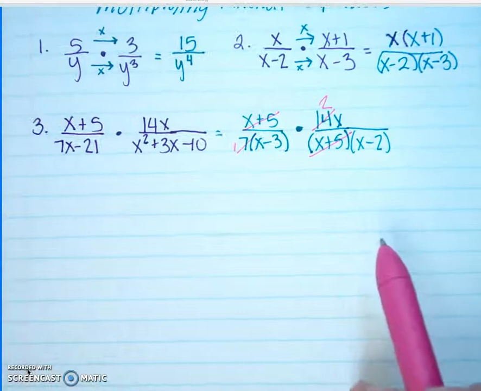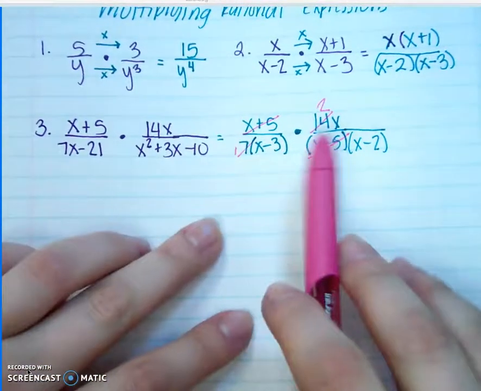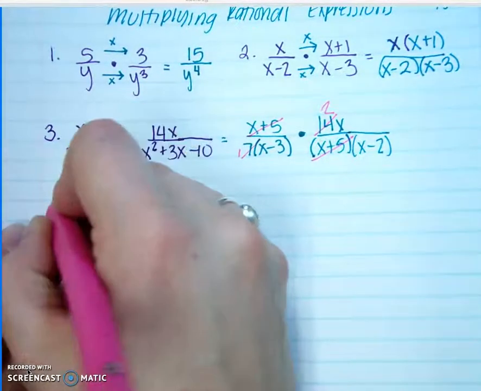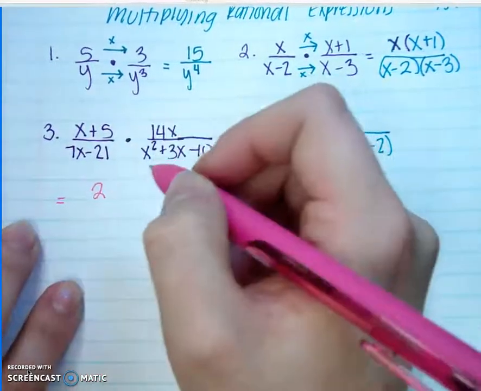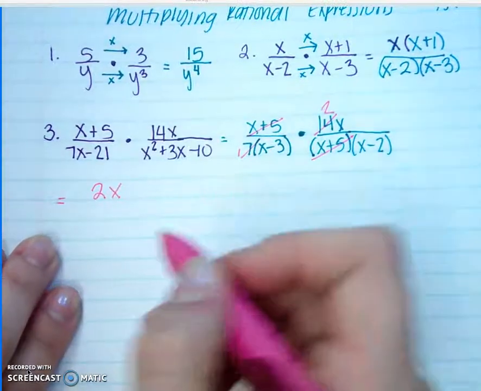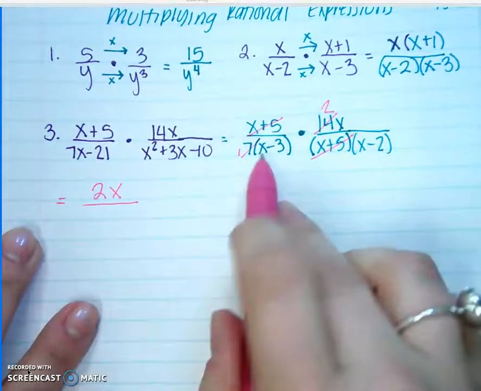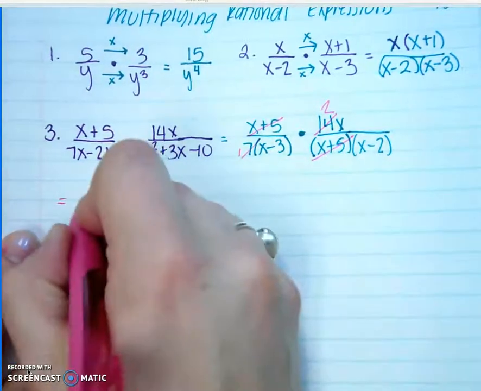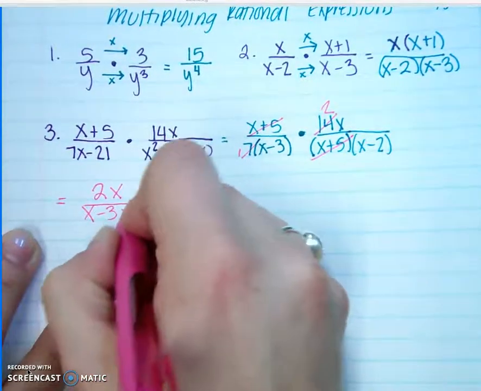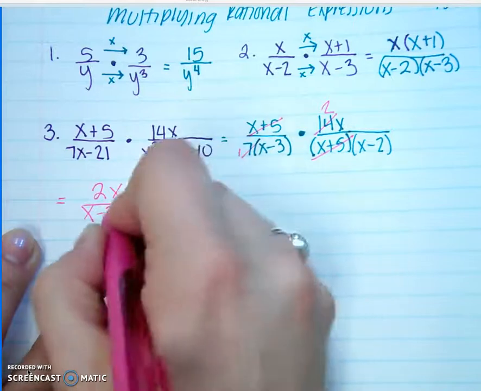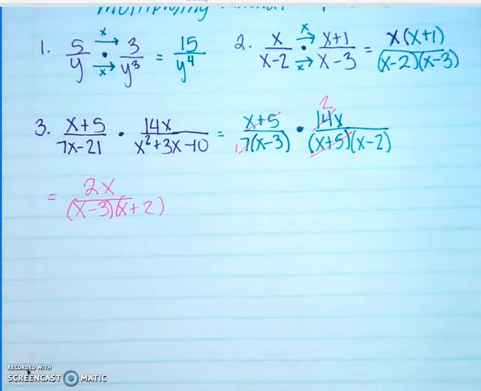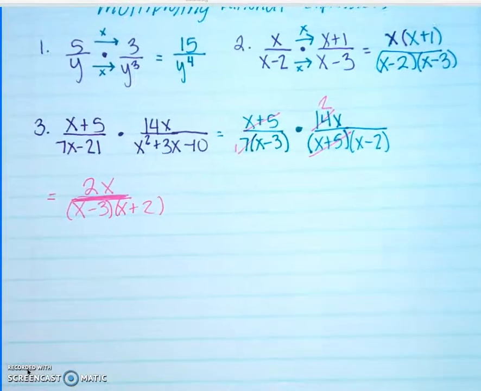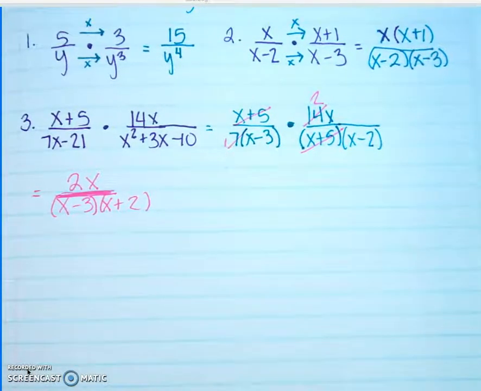What do I have left on the top there? There's nothing there. I have a 2 and an x. And then on the bottom, I have x minus 3 times x plus 2. And again, I'm not going to FOIL those because I want them to be in simplest form, and that is what it is.